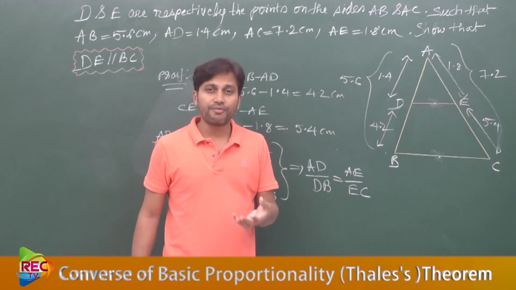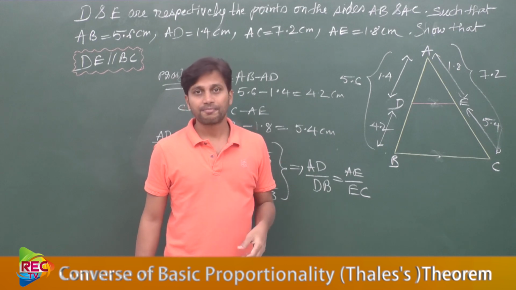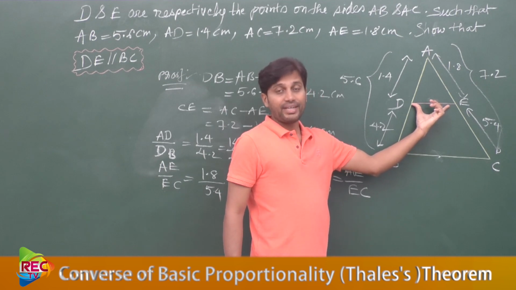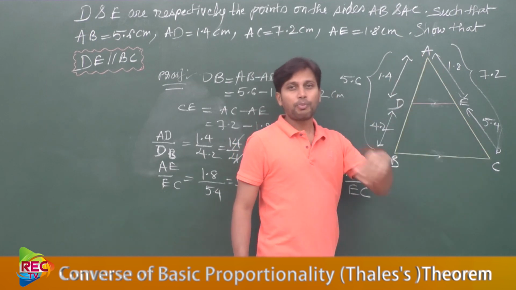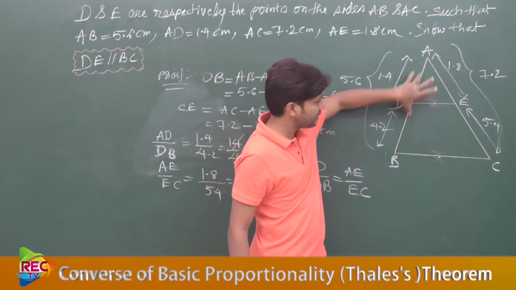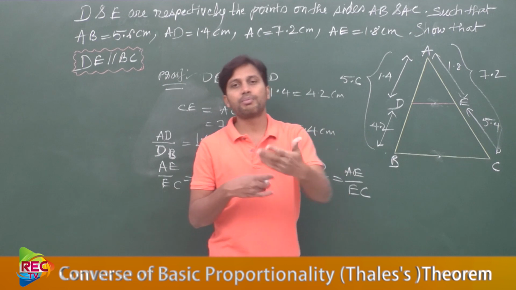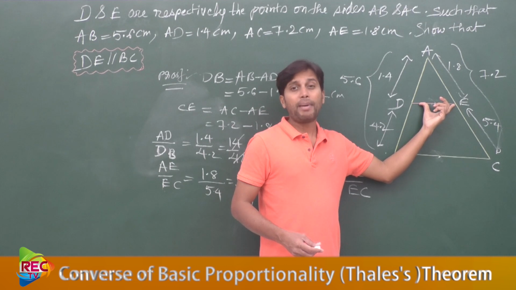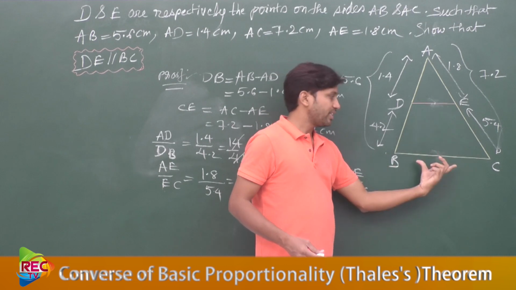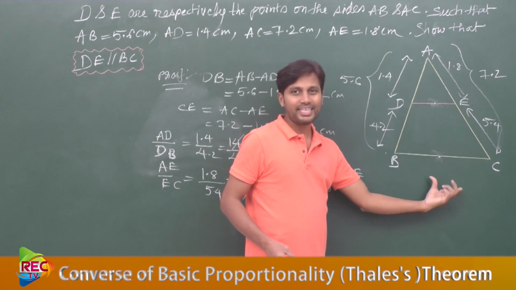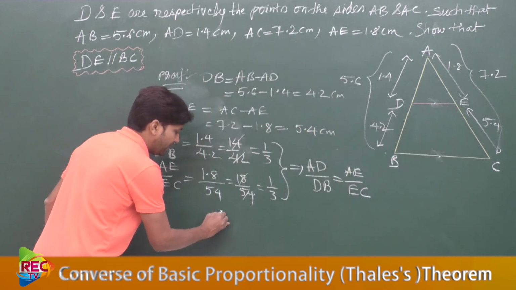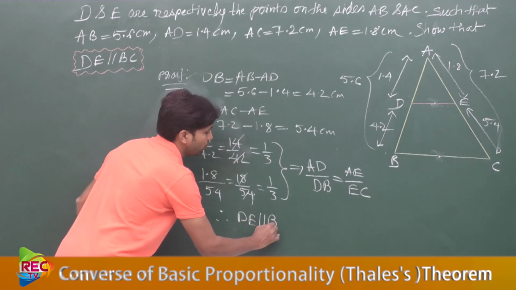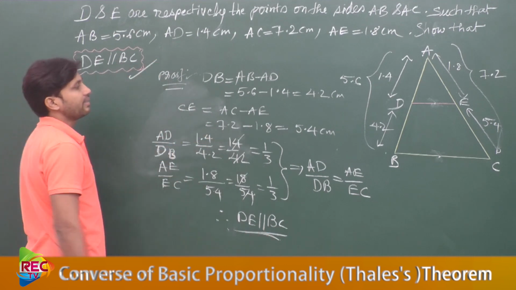So what does the converse of basic proportionality theorem say? When a line divides two sides of a triangle proportionately, that means in equal proportion, see, this and this are equal in ratios, then obviously that line will be parallel to the third side. What is the third side here? BC. Therefore, DE is parallel to BC. So we could obtain our required result, that DE is parallel to BC.